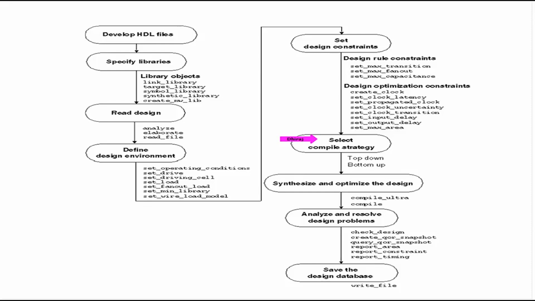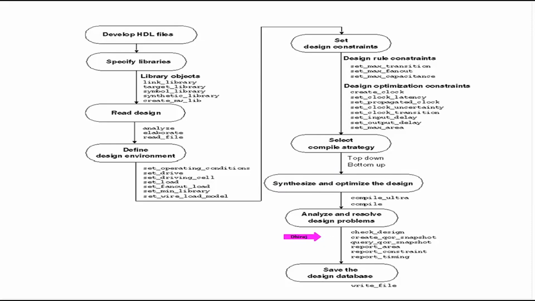Now, after we have gone through the constraints part, the first step is we should know what strategy we want to follow. I'll talk about the top down and bottom up in more detail in the coming slides. Then we'll go ahead and synthesize the design. The last part, which we'll look at in the next lecture, is how to check and how to report.